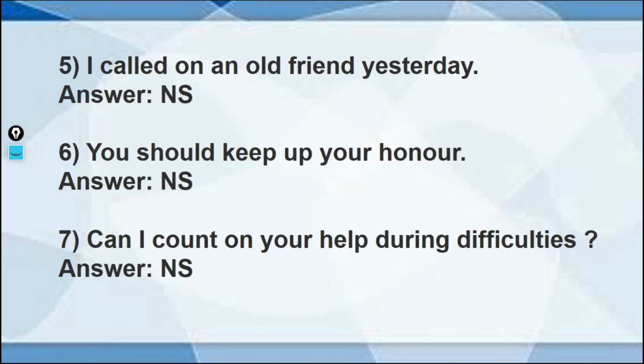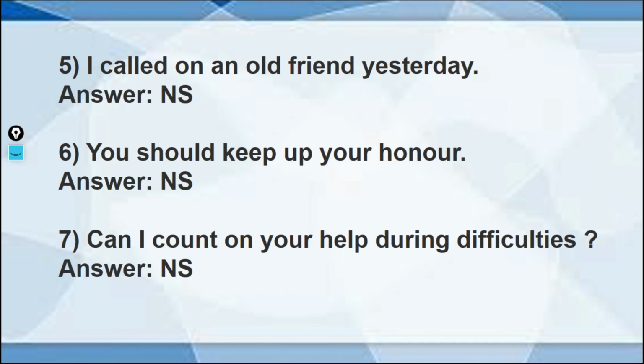I called on an old friend yesterday. Can we separate the two particles? We cannot. So, what do we have? We have a non-separable situation here. Hence, the answer will be NS. You should keep up your honor. In this particular sentence, can you separate the two particles? We cannot. So, it is again non-separable and the answer would be NS.